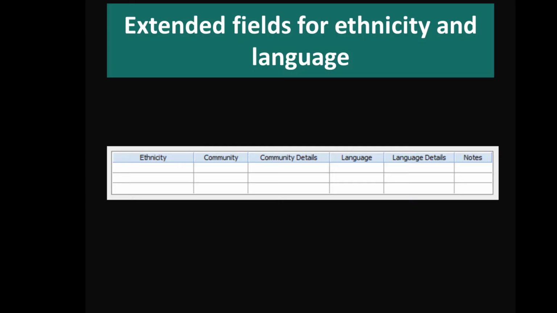And that can then be shared with other systems. It might be presented on the online catalogue within Vernon Browser. In prior versions, there were only text fields available for those. So now these are keyword or authority controlled fields where you can standardize those language and ethnicity terms.